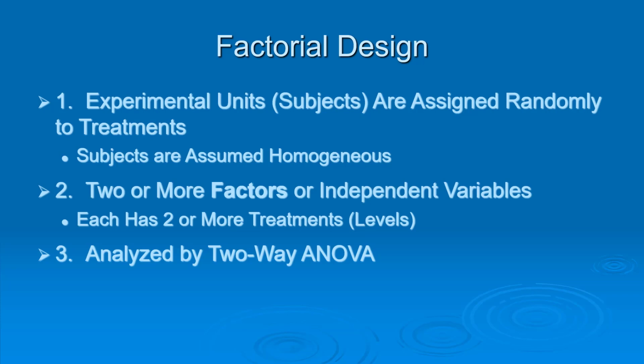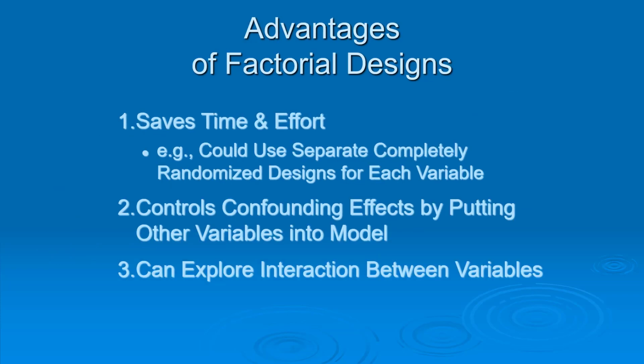When we have a factorial design, we should use two-way ANOVA. Factorial designs are time efficient. They can also save you effort, as you will be able to examine two factors of interest at the same time. As I mentioned earlier, they allow you to explore interactions and control for confounding variables.